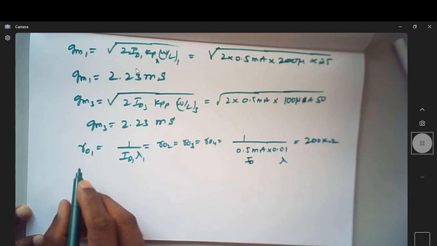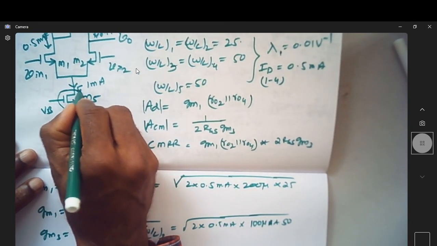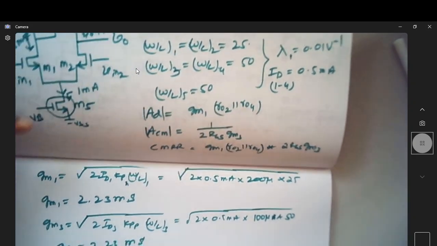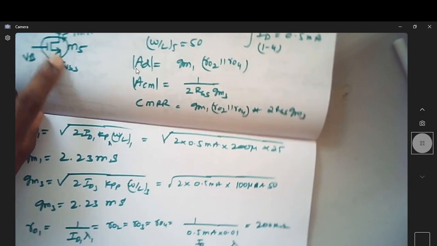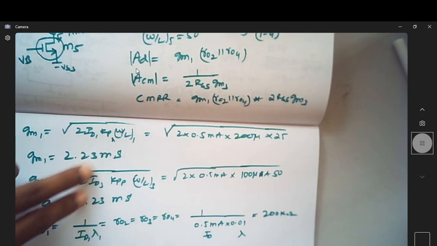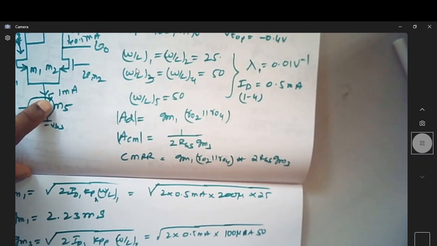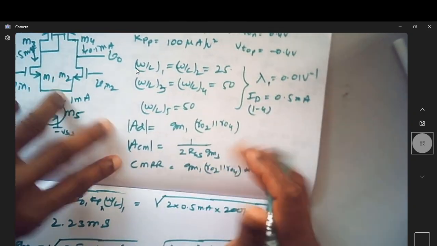So let us find out what is RSS. RSS is nothing but the resistance looking down here, which is nothing but R05. This is R05, which is nothing but 1 over ID into lambda 5. So this ID is actually 1 milliampere. So when the current becomes twice, that will actually become 100k. This is 100 kilo ohm. So now RSS is 100k, and we have all other parameters. Now these are the things we have to find out.